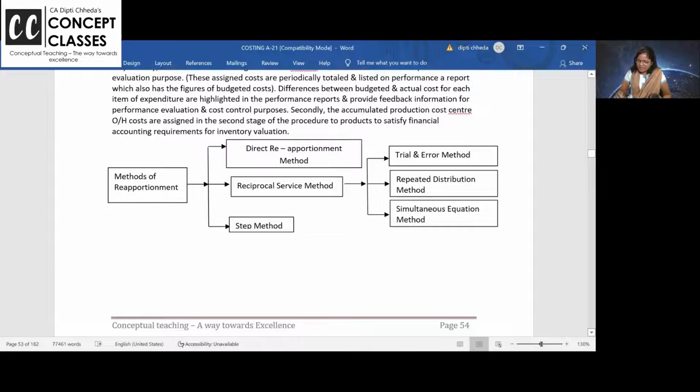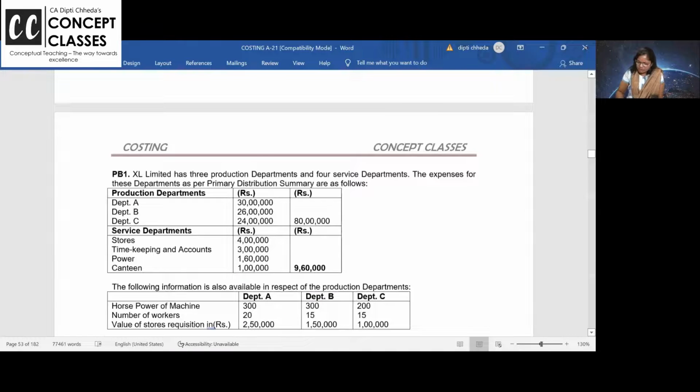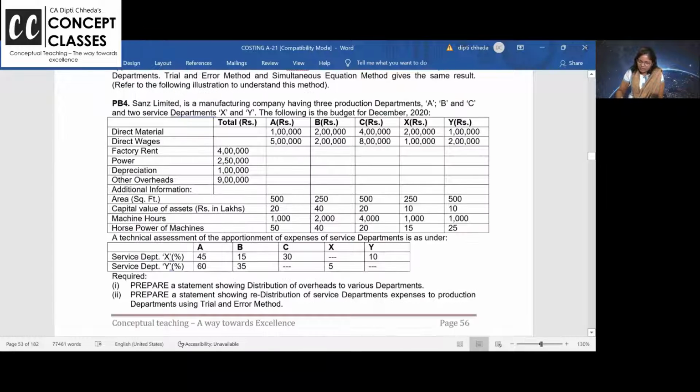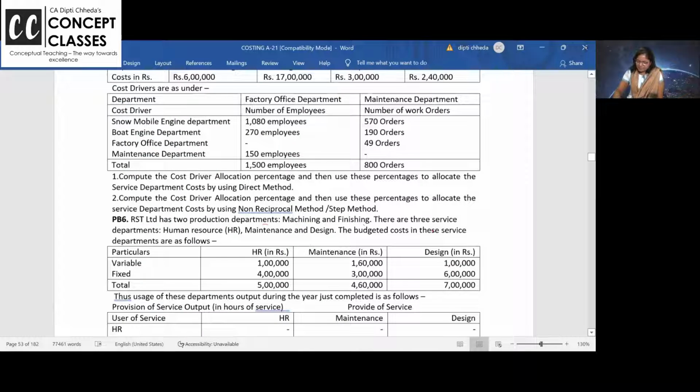Okay. These are the various methods I have discussed. Step method, trial and error method, repeated distribution method, simultaneous equation method. These are one problem, one concept.